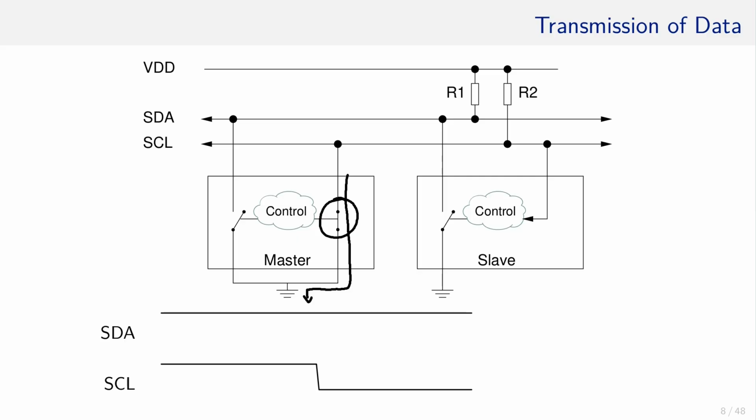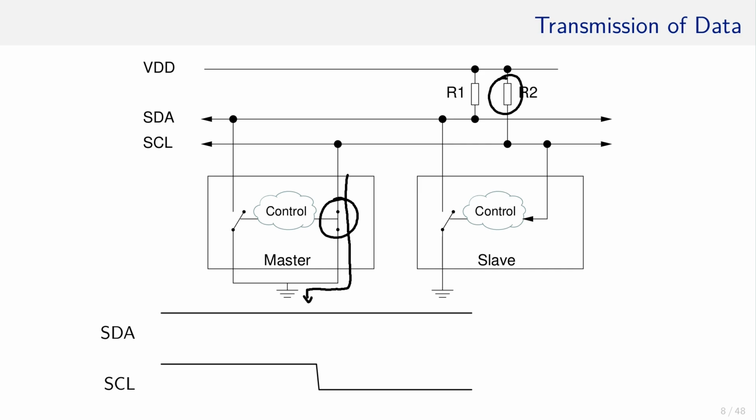VDD tries to pull up the wire again to the high state. However, the wire is separated from VDD by this resistor. This resistor is, well, it's resisting that pull up. So VDD is not able to pull up the wire to the high state as fast as it is directly pulled down to the ground by the master.